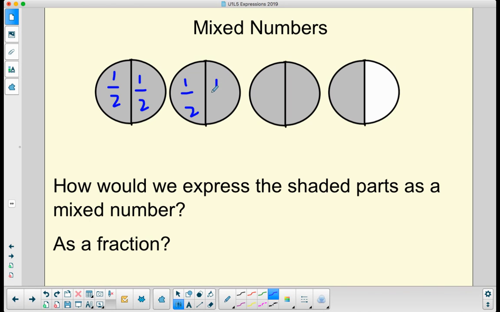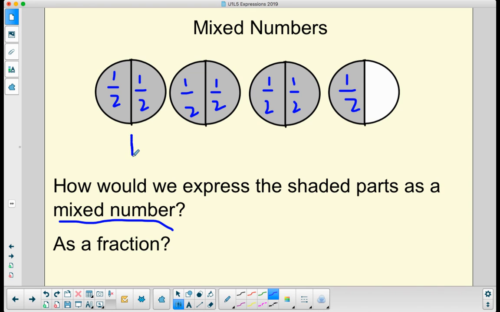This is a half. This is a half. This is a half. And this is a shaded half. So, as a mixed number, remember a mixed number is going to have a whole number.